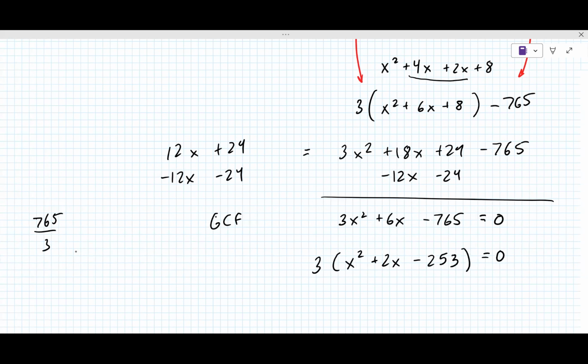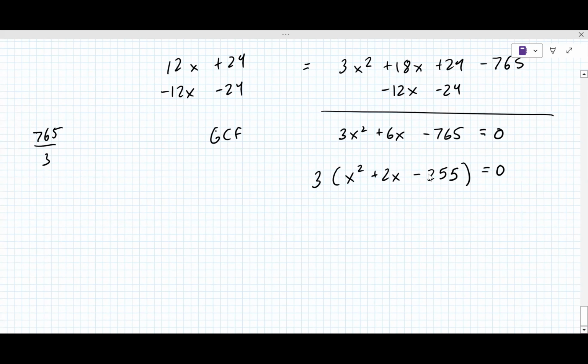So dividing by 3, we get x squared plus 2x minus 255 equals 0. Okay. So now you're looking for two numbers that multiply to minus 255, but add to positive 2. And this would take a while to sort of guess and check. So I will give you those numbers. It's positive 17 and negative 15.